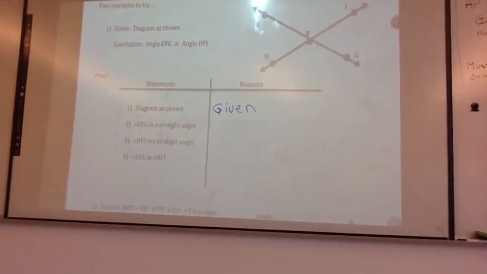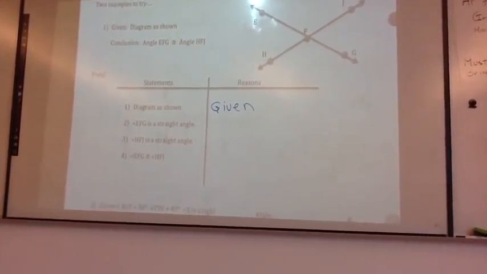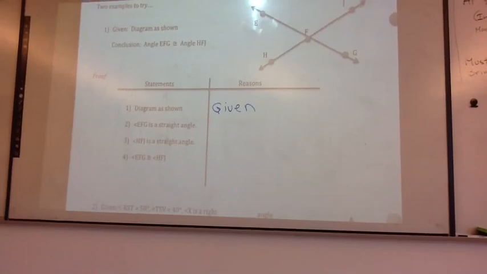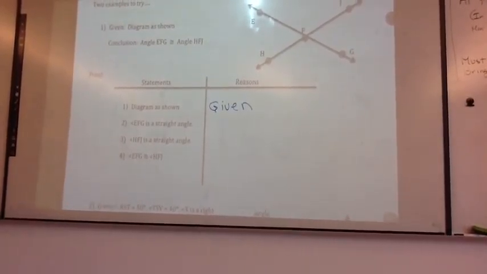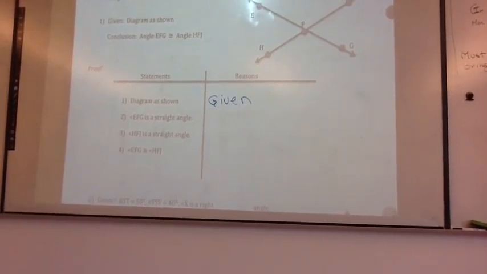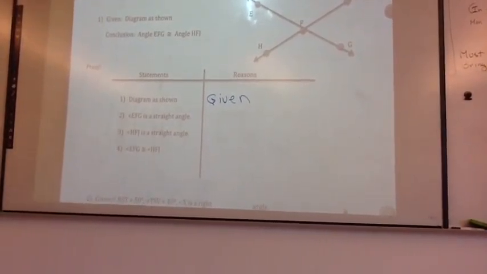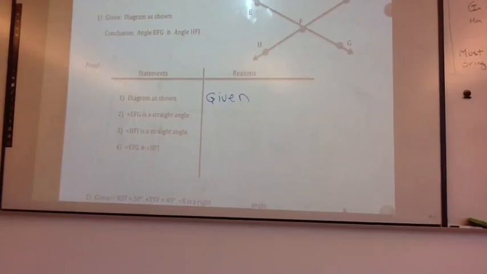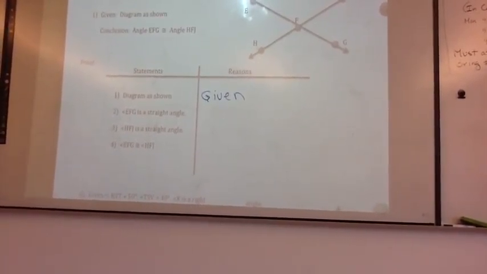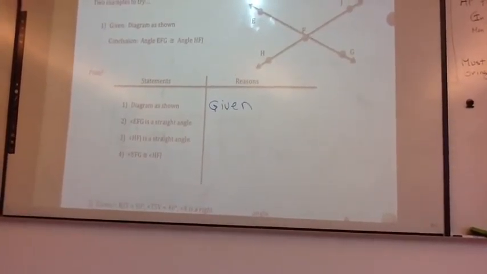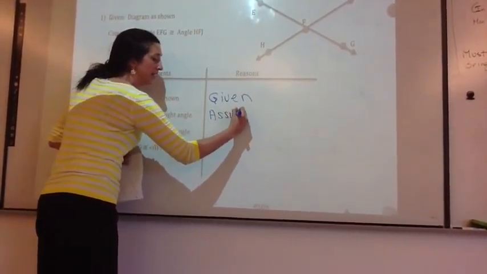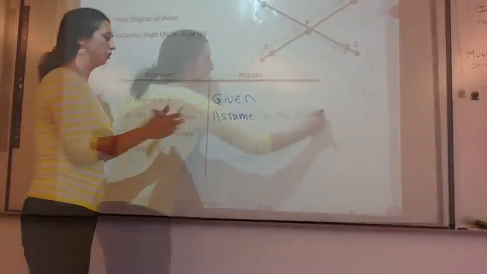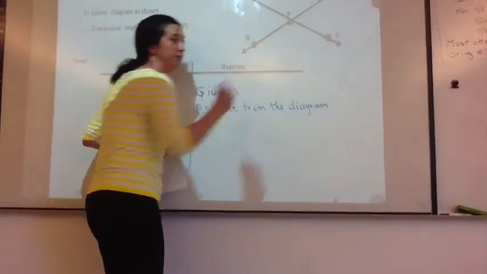EFG is a straight angle. What's the reason? Definition of a straight angle. The line is straight, it's 180 degrees. If you look back from page 2, can you assume straight angles? Is that one of the things that we can assume? Yes, we can. So what would be even better is to state that straight angles are something you can assume.